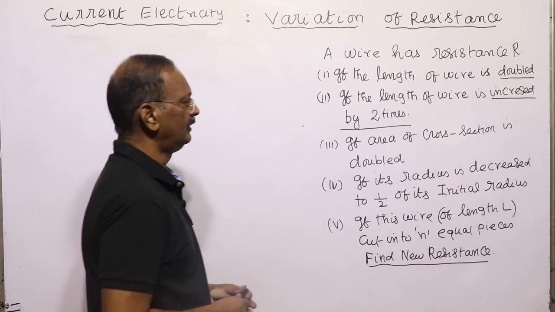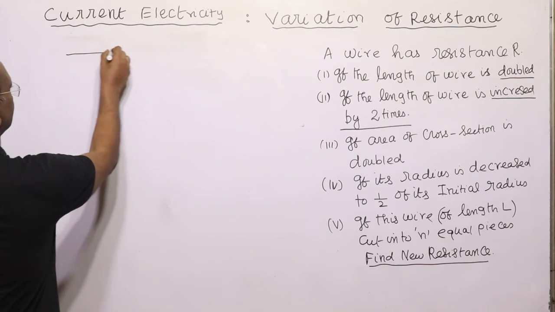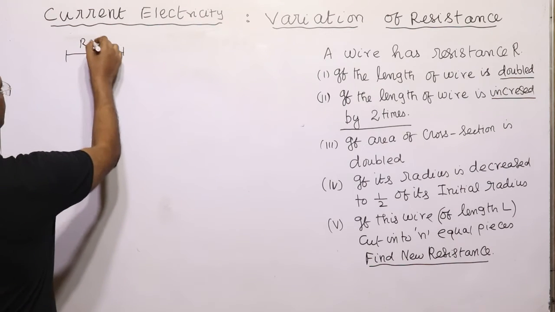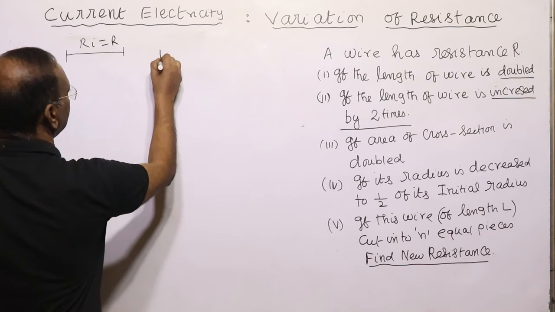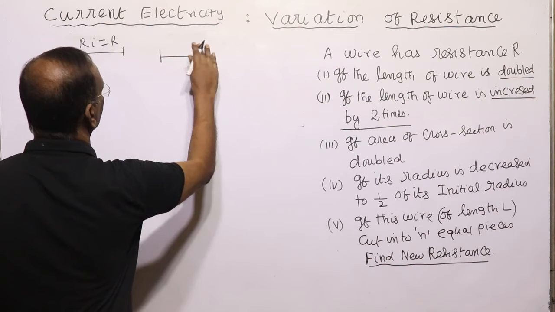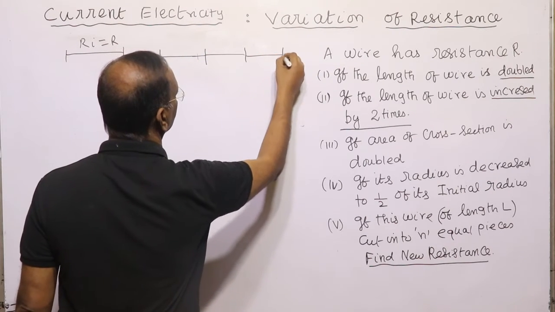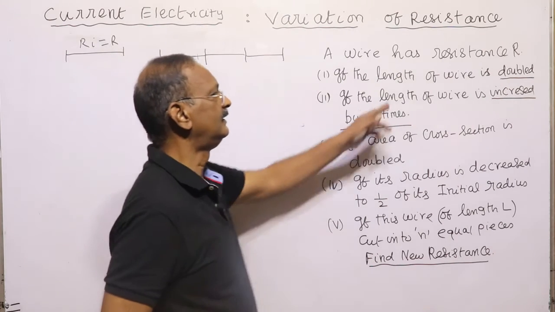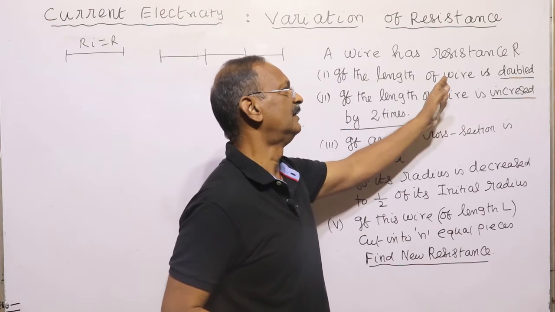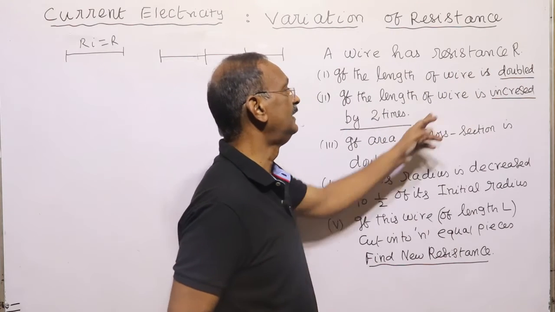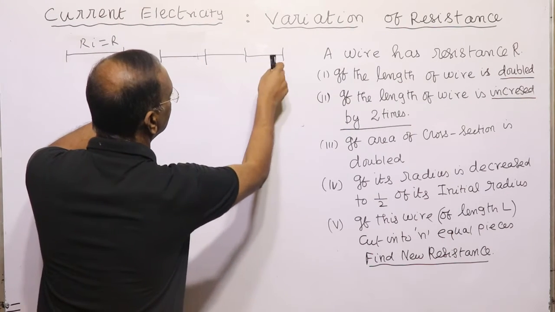Next question. If the length of the wire is increased by 2 times, the resistance R initial is equal to R. Here the wordings are different. Earlier, it is doubled, which means final length is twice the initial length. Here it is increased by 2 times. This is the original length, and it is increased by 2 times.